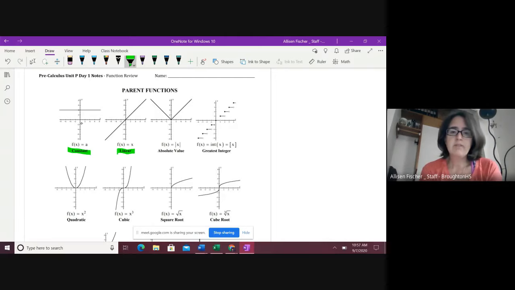The next one you have is absolute value. Absolute value makes a V, so you can remember it because value starts with V. So absolute value starts with a V.